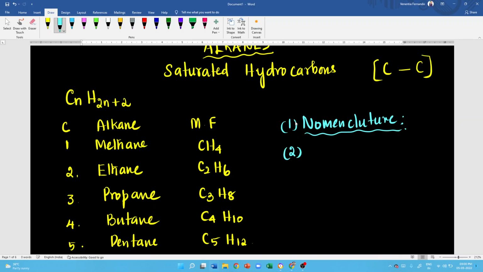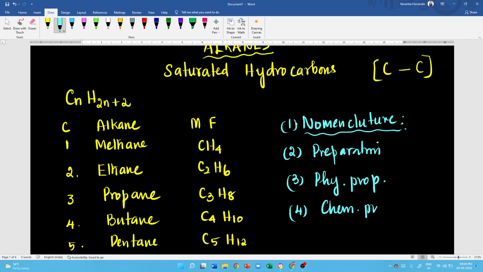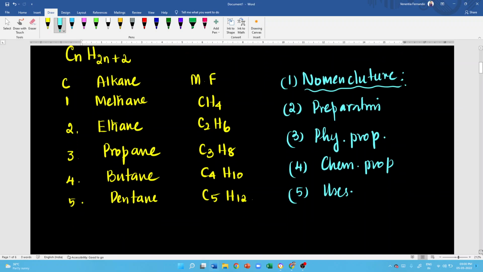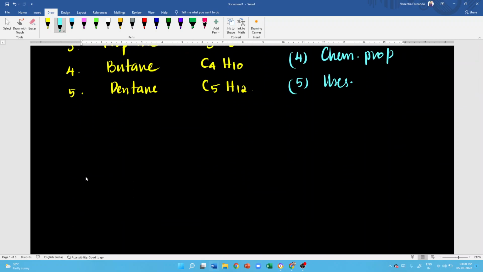Second, we must know its methods of preparation. Then next we have to move to its physical properties. And the fourth, chemical properties. And finally uses. So this is the protocol for how to learn any organic compound. For the chemistry of any organic compound, first we must know its nomenclature, followed by preparation, physical property, chemical property and uses. So first, let's move to nomenclature.